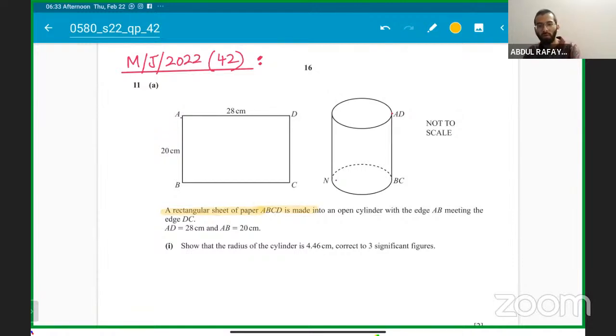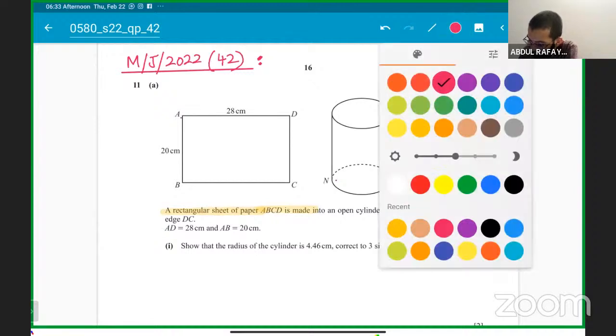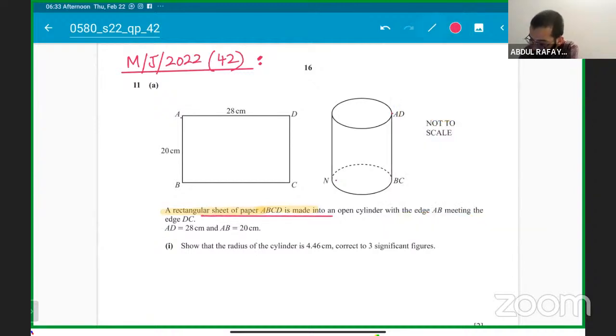Make sure once we solve this, revise it again after the class. It's very important. A rectangle sheet of paper that is ABCD. This is the rectangle sheet of paper, students. It is made into an open cylinder with the edge AB meeting the edge DC. So AD is 28 centimeters and AB is 20 centimeters.